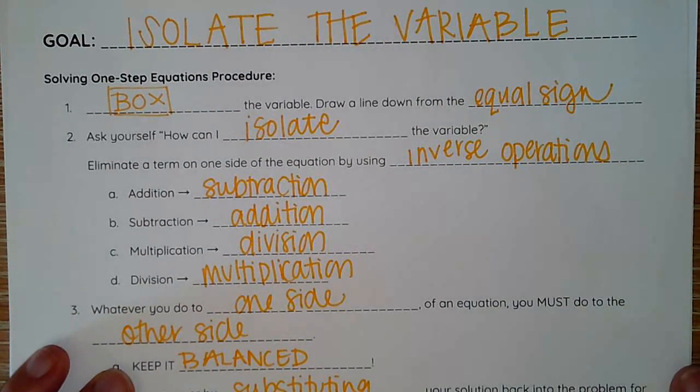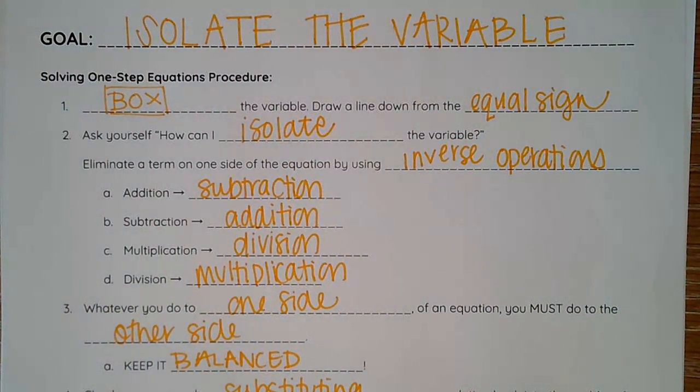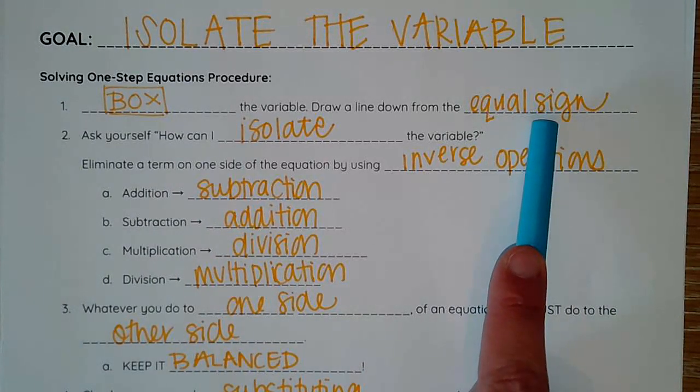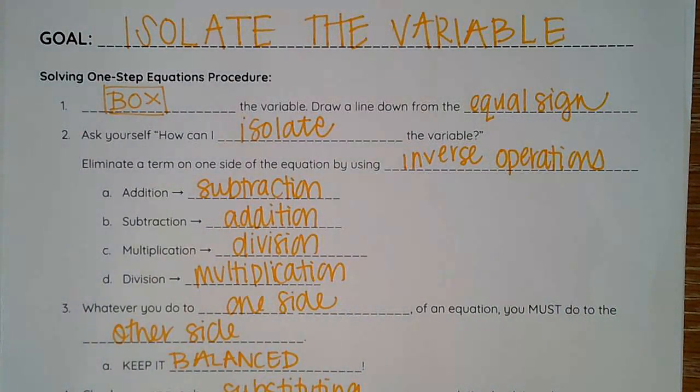All right, so step number one in solving these equations is to put a box around your variable term. From there, we draw a line down from your equal sign. That line from that equal sign is going to show us a reminder that we need to keep everything balanced.